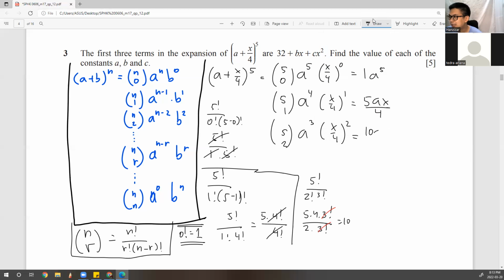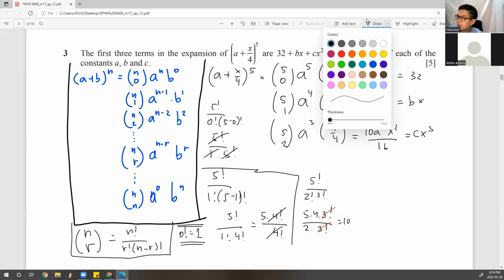10a cubed x squared over 16, right? Just make it fast. In the 5ax over 4, is there supposed to be a power of 4? Yeah, thank you. Forgot. Thanks for reminding. It's a power 4, right? So this is 32 for the first term, this is bx for the second term, and this is cx squared for the third term.